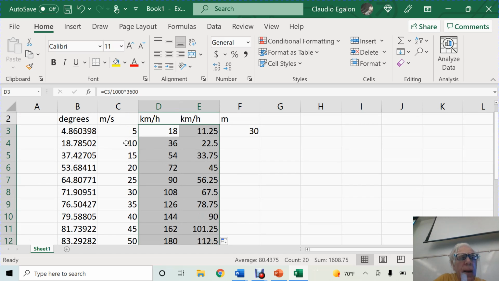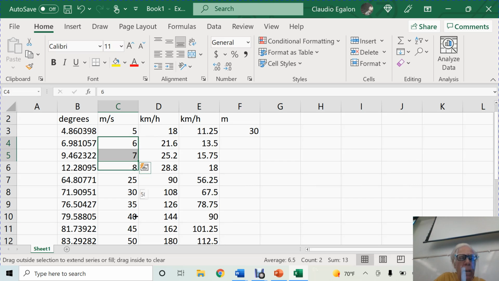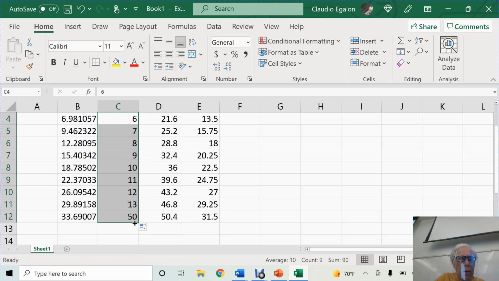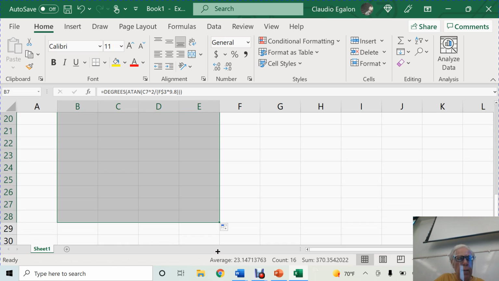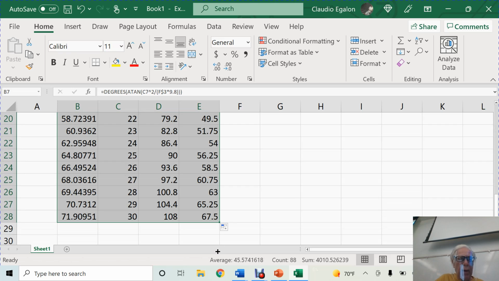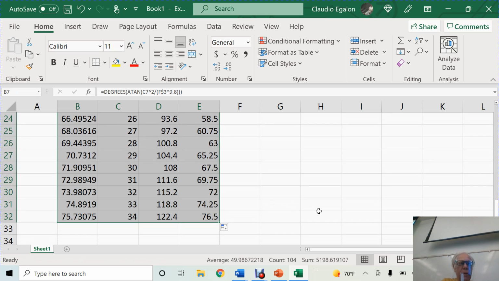So let's put some more values here in between. Here we go. 14 meters per second is 50 kilometers per hour, 30 miles an hour. Now we have more reasonable values here for the speeds. We should go to what, to 7? Yeah, okay.